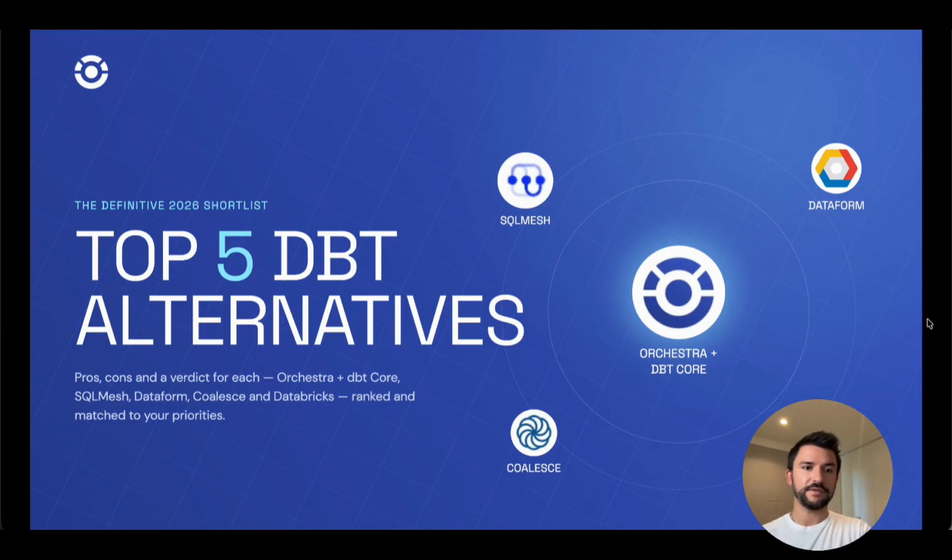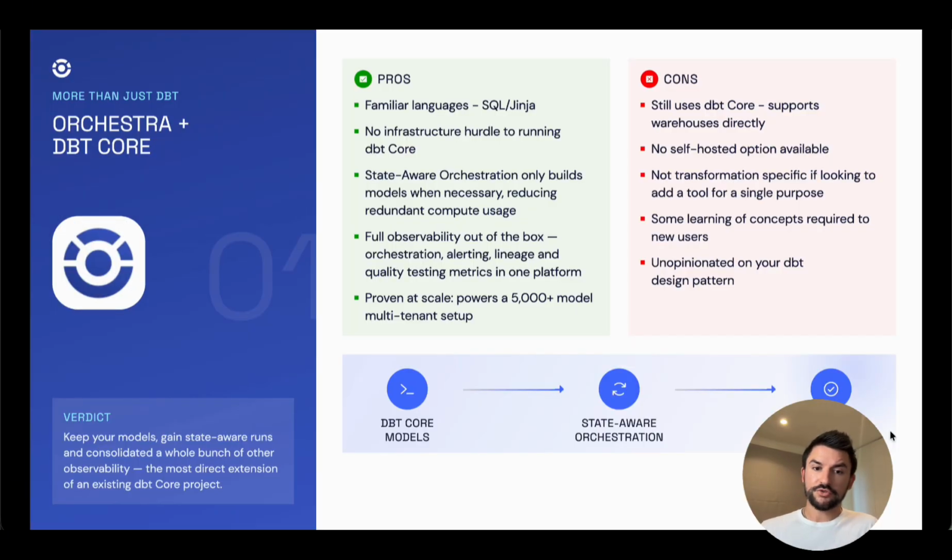So let's dive in. We have Orchestra with DBT Core. Now, Orchestra is not a direct competitor to DBT. It's not going to be your transformation tool, but this is a way of running DBT Core, perhaps a project you currently have, in as simple a way as possible and getting kind of as many new exciting features out of it as you can possibly get in one sweep.